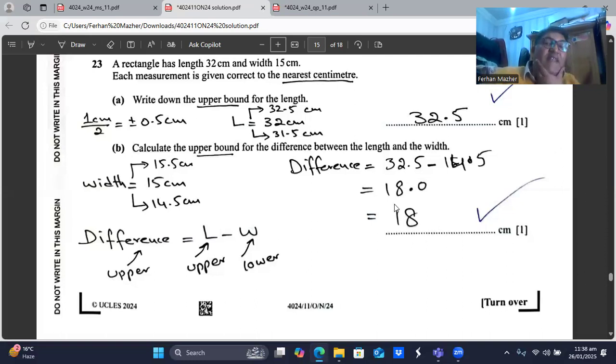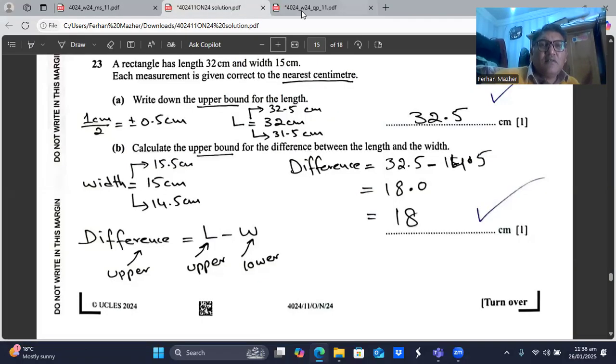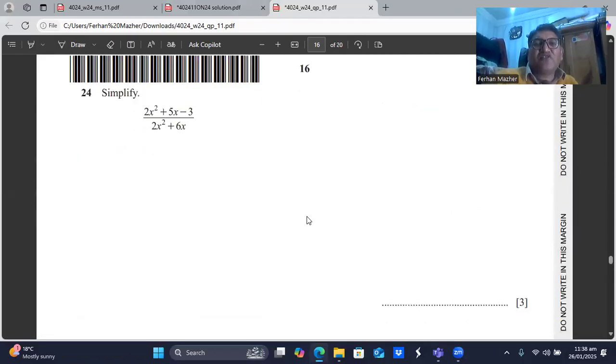So the upper bound of the length is 32.5 and the lower bound of the width is 14.5. So you will get 18. 18 is the upper bound of the difference. And this answer is right. So then we will go to the next question. That is question number 24 coming up on your screen.